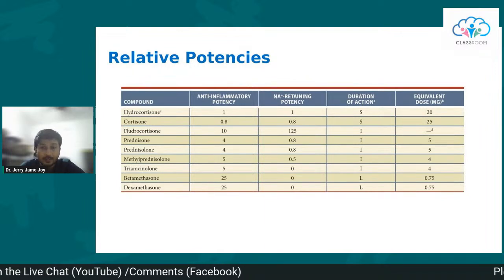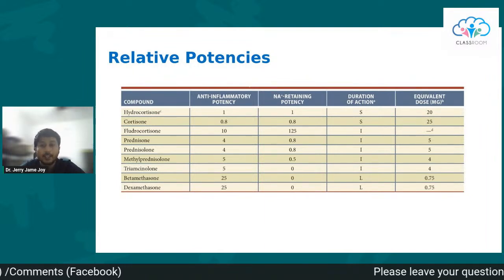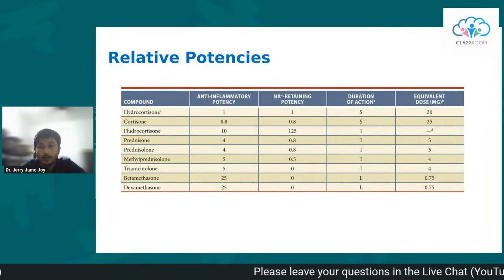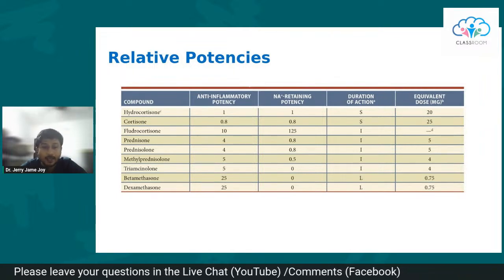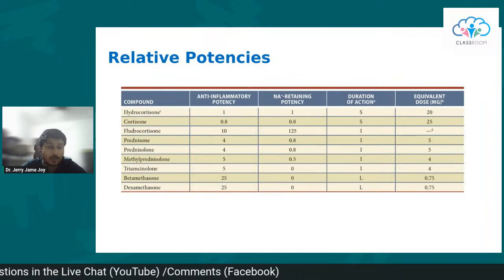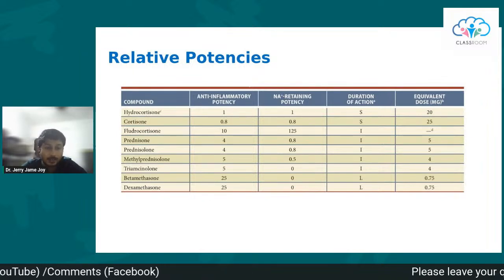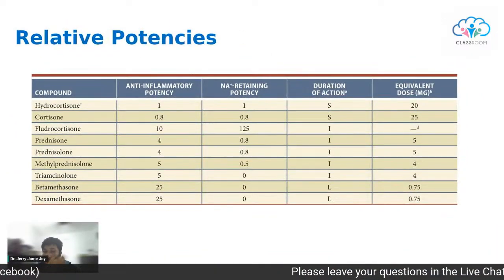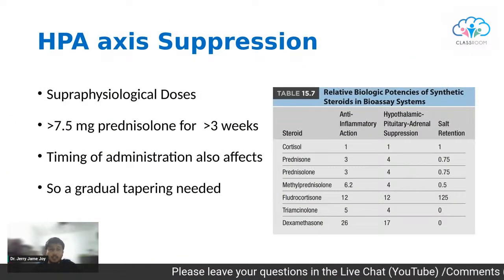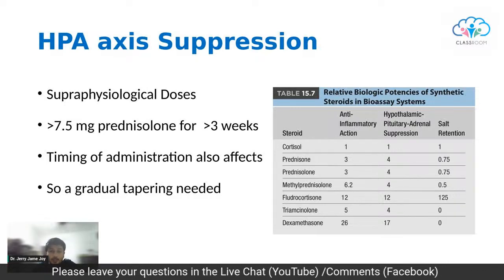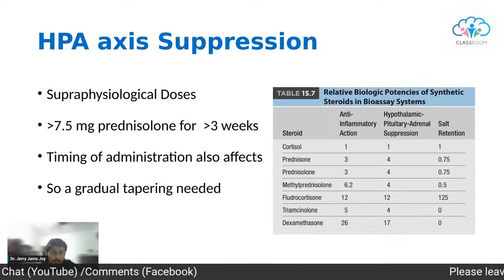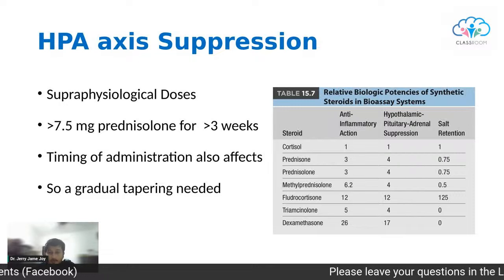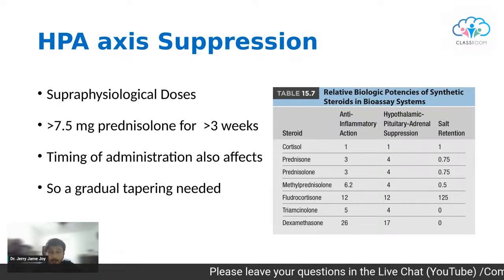Coming to duration of action, hydrocortisone and cortisone are short acting. Usually the duration of action is around 8 to 12 hours. The others, fludrocortisone to methylprednisolone, are intermediate acting, acting for around 12 to 36 hours. And betamethasone and dexamethasone act for around 36 to 72 hours. Now, one of the other side effects with chronic steroid use is HPA axis suppression. In the previous slide, I have told that corticosteroid secretion is under negative feedback when there is increased steroid production.